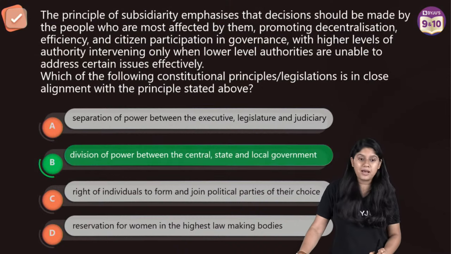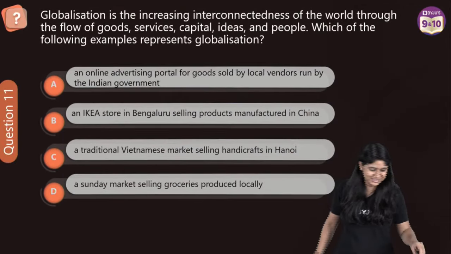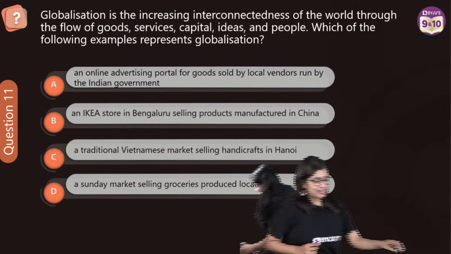Now again, we'll call Ashwara ma'am because we have a question on globalization. Okay. Awesome.